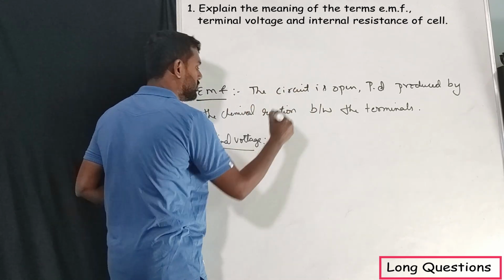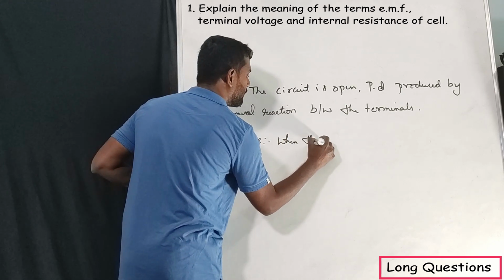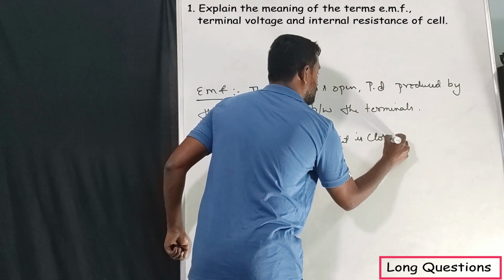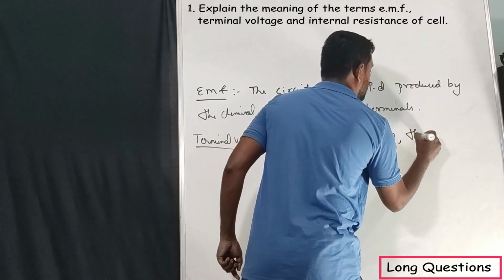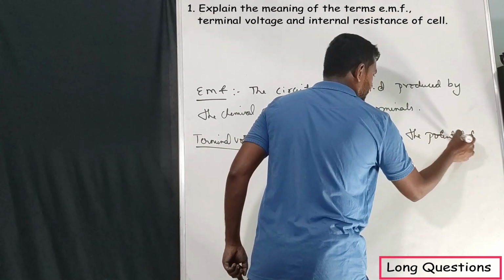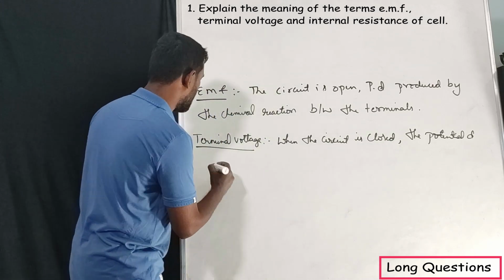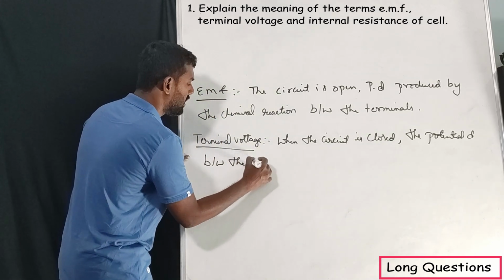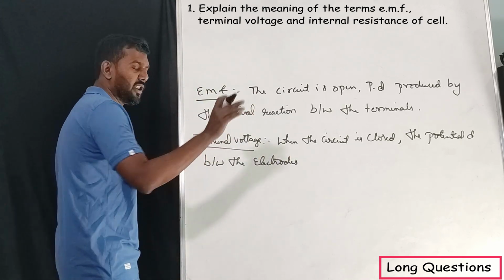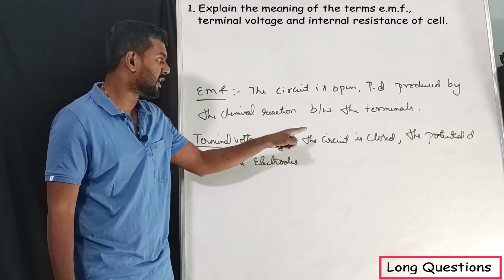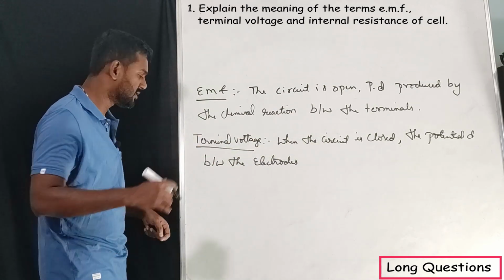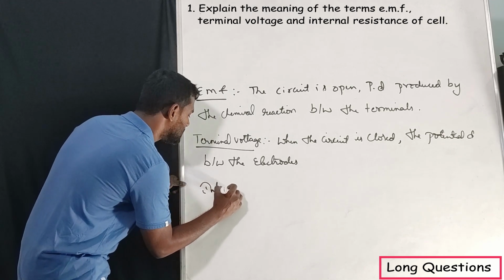Okay, when the circuit is closed, the potential difference (PD) between the electrodes is called terminal voltage. What do you mean by terminal voltage? When the circuit is closed, the potential difference between the electrodes is called terminal voltage. Then we'll talk about internal resistance.